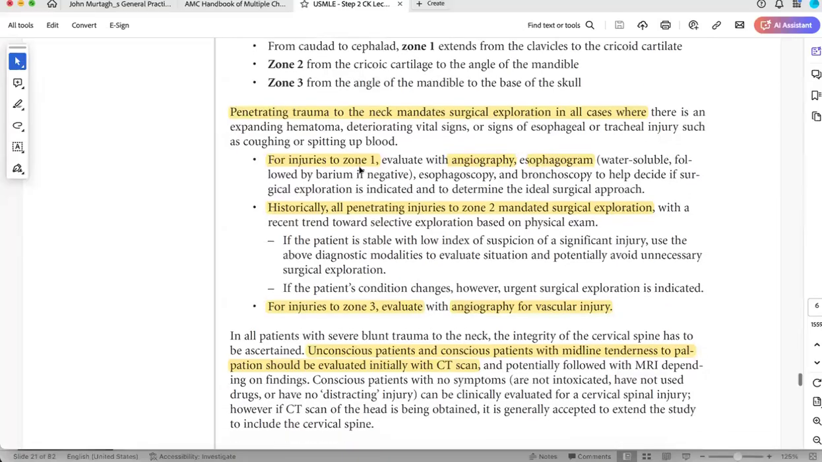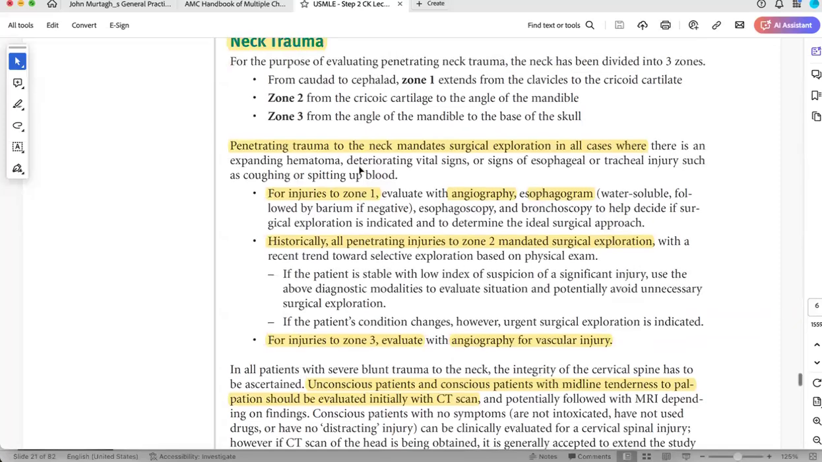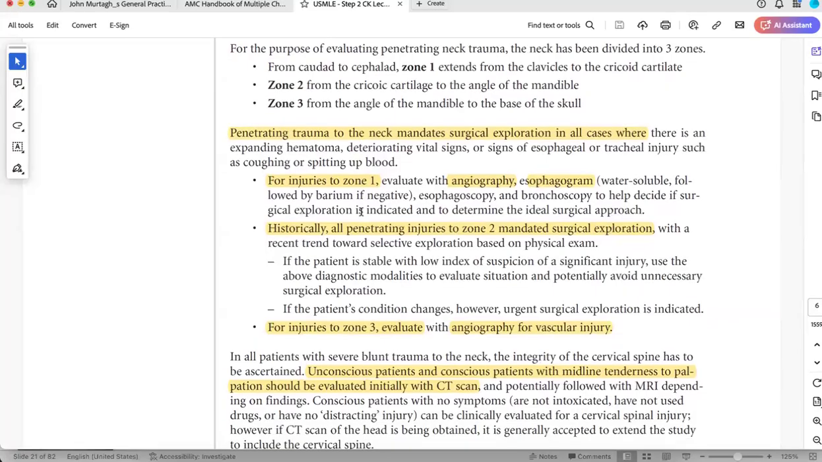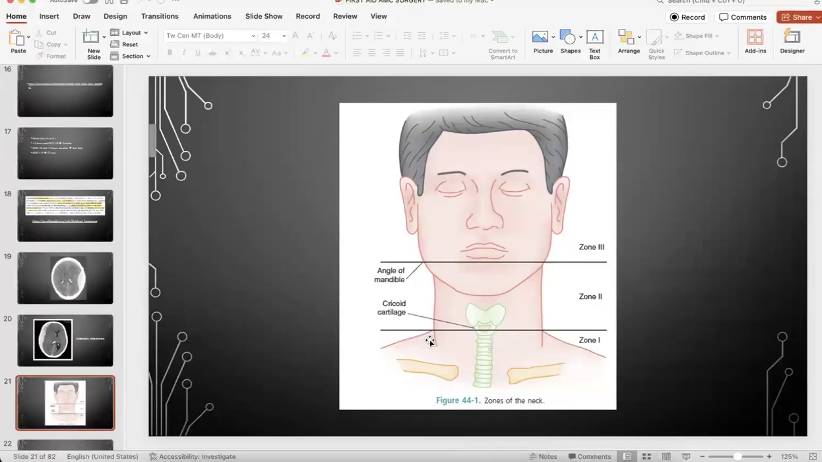For patients who have neck injuries, we divide the injured area into 3 zones: zone 1, 2, and 3. So you need to know which zone the patient has got the injury or trauma. If you look over here, we mark it at the angle of the jaw. Anything above the angle of the jaw is zone 3. Anything below the cricoid cartilage is zone 1. And in between the cricoid cartilage and the angle of the mandible is zone 2.